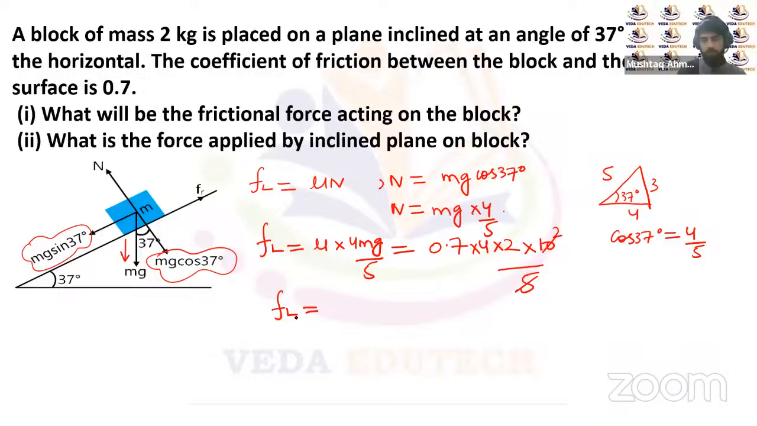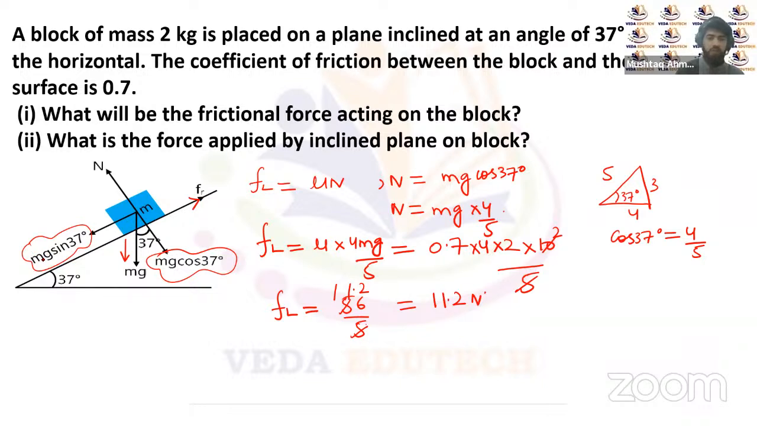We can write it as 28 into 2, that will be 56 upon 5, right? So it will be 11.2. That's 11.2, which will be the value of this limiting friction. So the maximum value of the static friction here is 11.2 newtons. This will be the maximum value of the limiting friction, and this friction will act along the inclined plane like this, right?